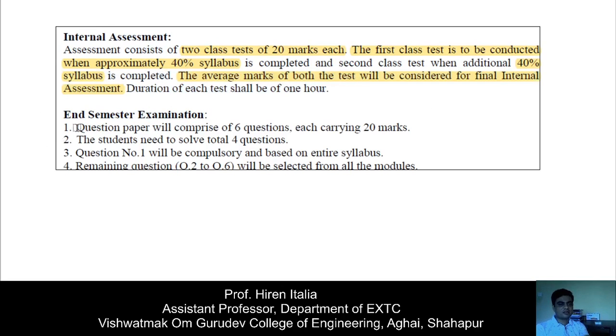Then you have the end semester examination. The question paper will be of 6 questions, and each question is of 20 marks. So the end semester examination, as I told you before, is of a total of 80 marks. In that 80 marks, they have divided it into 6 modules. Out of that 6, you have to solve 4 questions to get the 80 marks. Out of whatever 4 questions you are solving, question number 1 is compulsory, and from question number 2 to 6, you have to solve any 3 questions fully for the 80 marks.